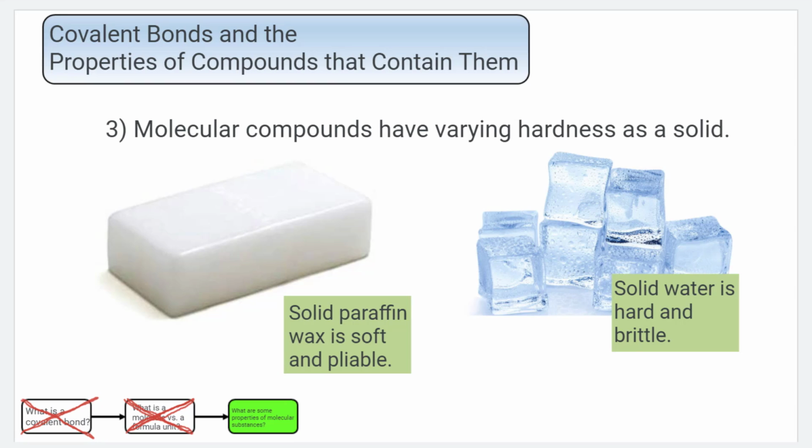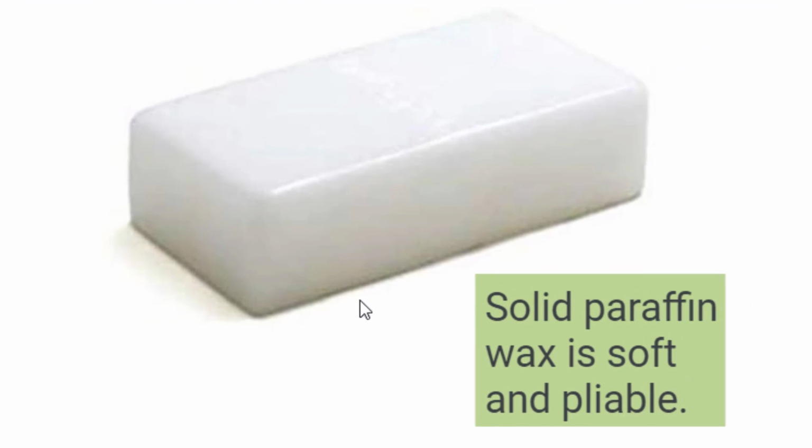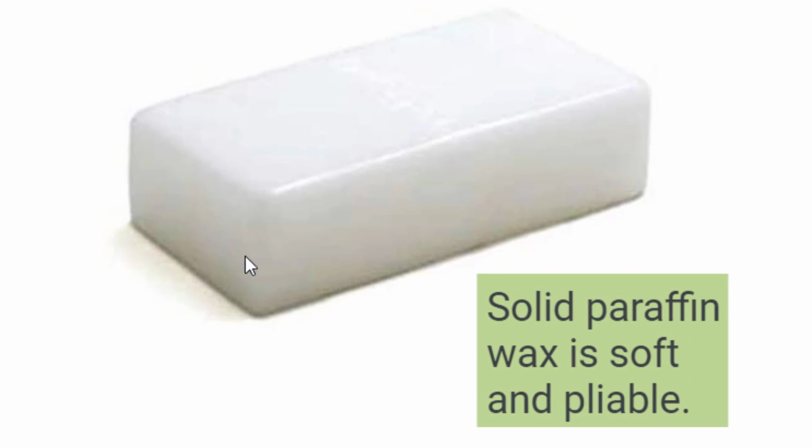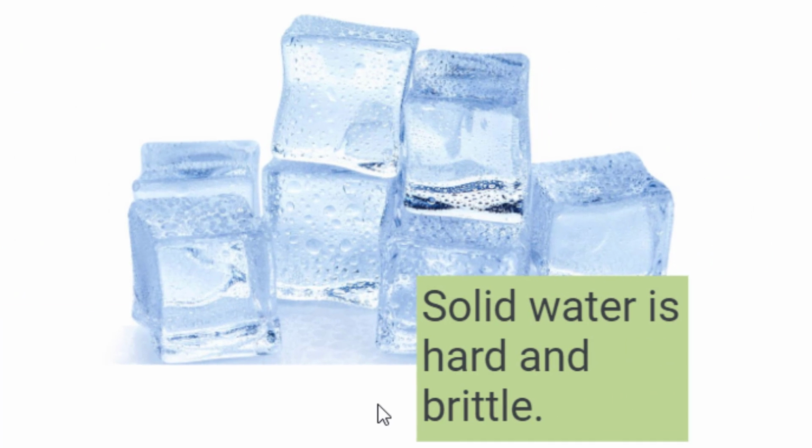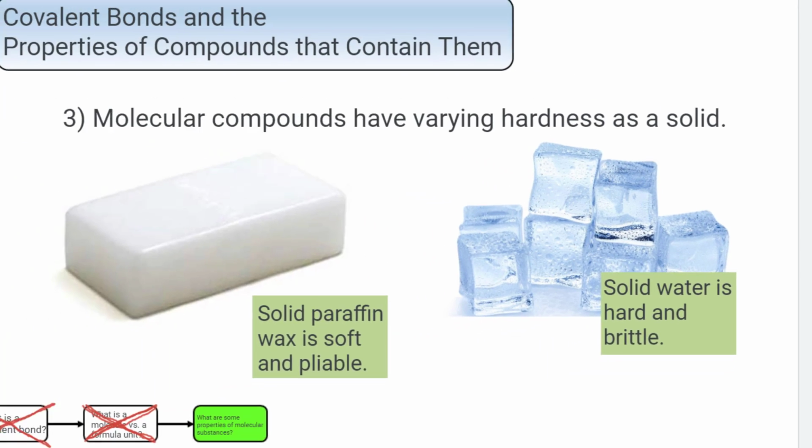And then molecular compounds have varying hardness as a solid. So a solid paraffin wax is quite soft and can easily be pushed around, and that means pliable. And then solid water is hard and brittle, as you know. Ice breaks off quite easily, and it's hard. They're both molecular compounds.